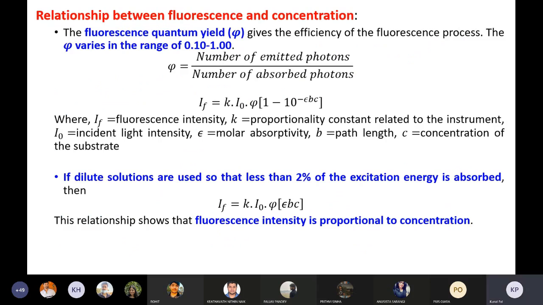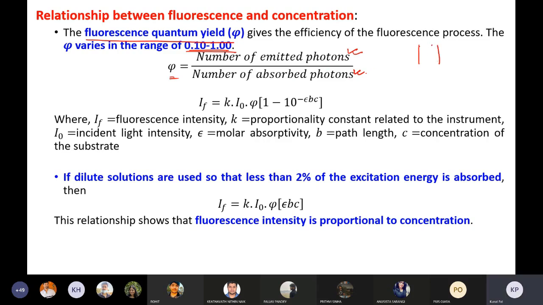Now the relationship between fluorescence and concentration. There is an important number which is called fluorescence quantum yield, and it varies in the range of 0.1 to 1. It is given by the number of emitted photons divided by the number of absorbed photons. Okay, so how are these quantities found out?